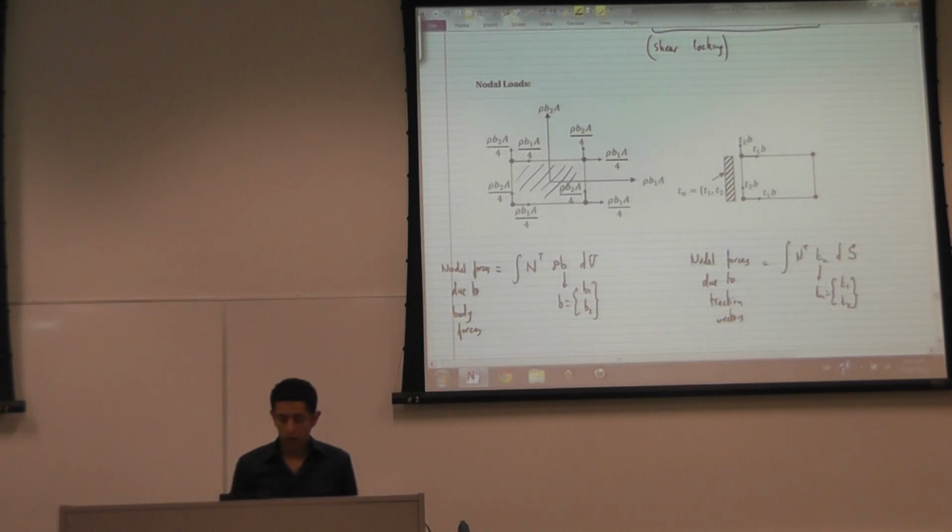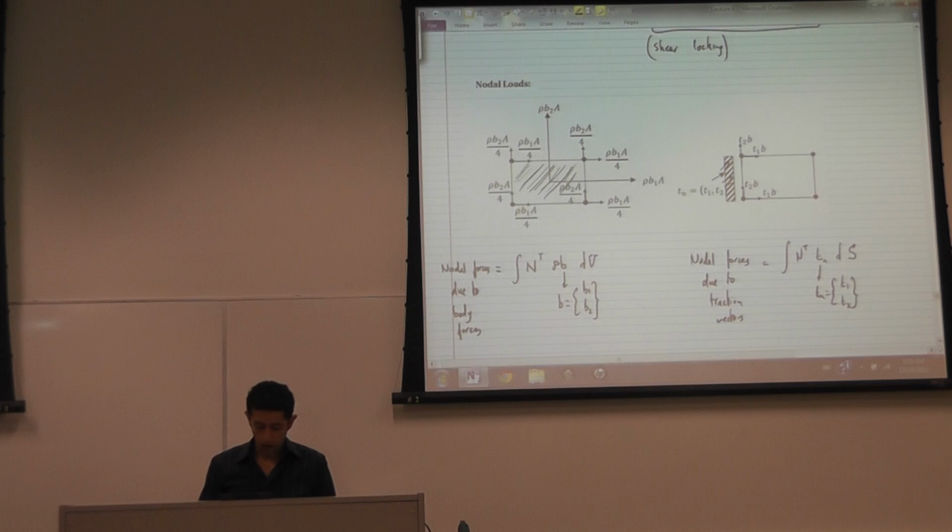And these are two examples. If I have a distributed load that has components T1 and T2 on this side, then it's equally distributed on the two nodes. And if I have a uniform body force acting on the elements, it's uniformly distributed over the nodes.